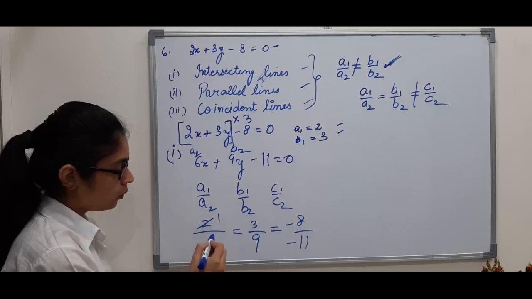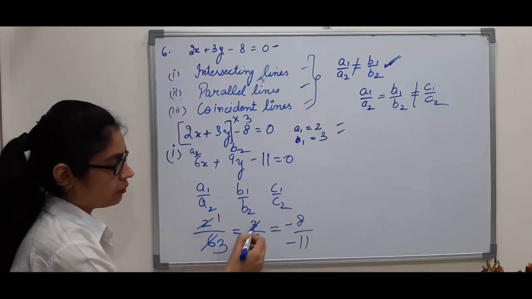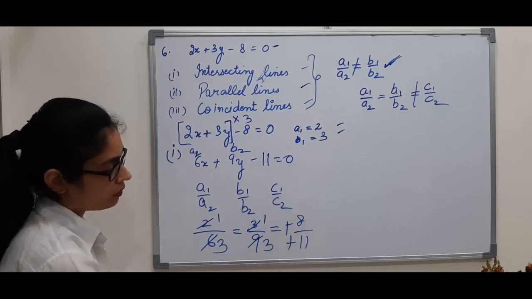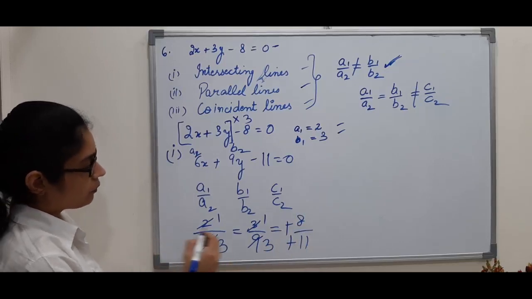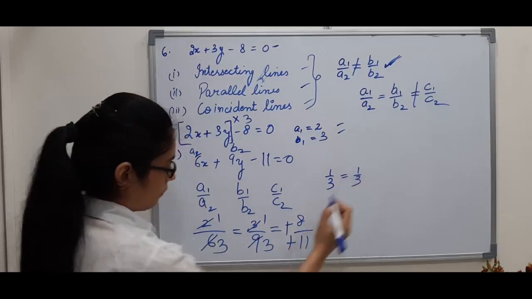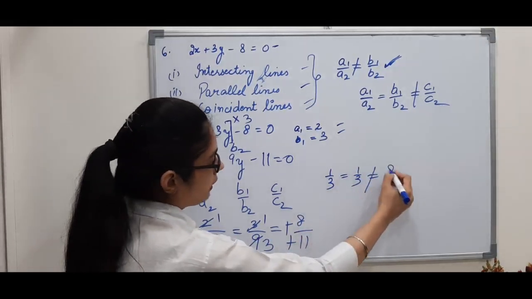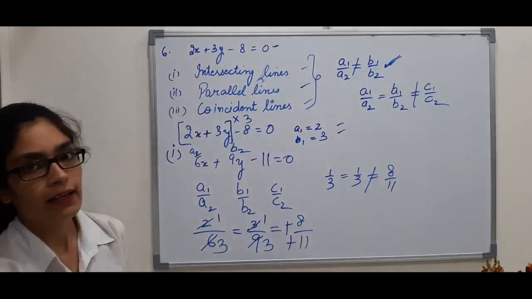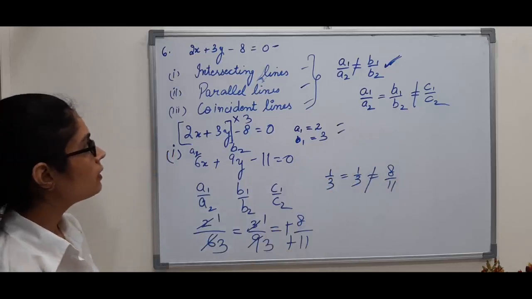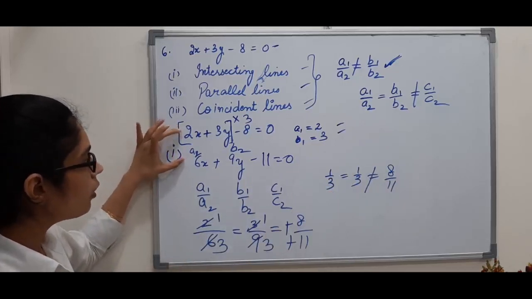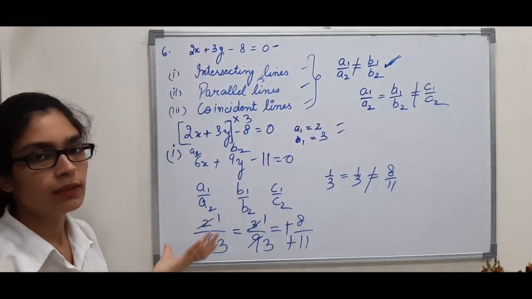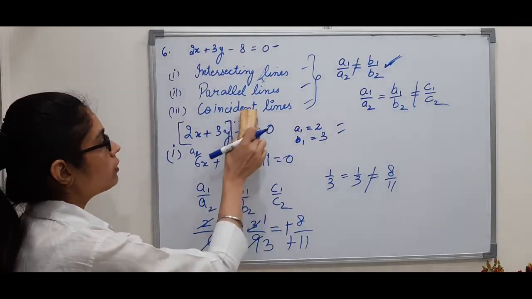2 into 1 is 2, 2 into 3 is 6, 3 into 1 is 3, 3 into 3 is 9. These ratios cannot be further simplified. So I can see I got 1 by 3 is equal to 1 by 3 is not equal to 8 by 11. I have fulfilled the relationship which I had to. This means if I draw a graph of a pair of these two linear equations, I'll get parallel lines on the graph.